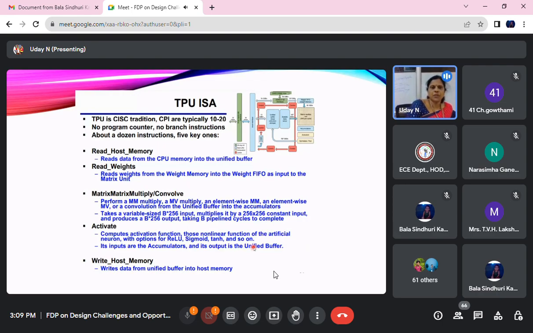So the TPU, the tensor processing unit, is not a RISC processor; it is a CISC processor, and this TPU does not have any program counter. It doesn't have any branch instructions. There are about 12 instructions for this TPU, and five are the most important ones. One, read the data. Second one is to read the weights.